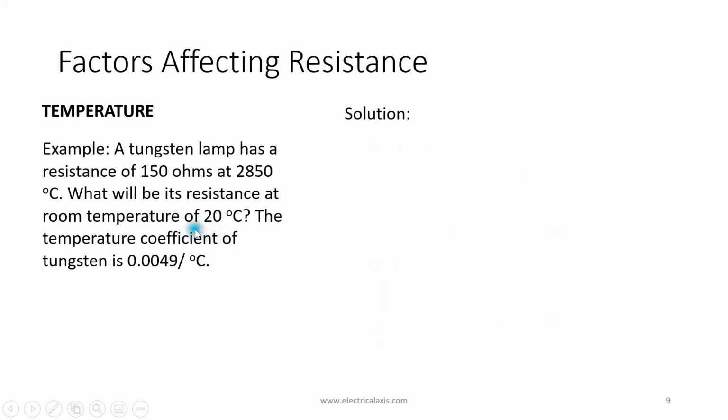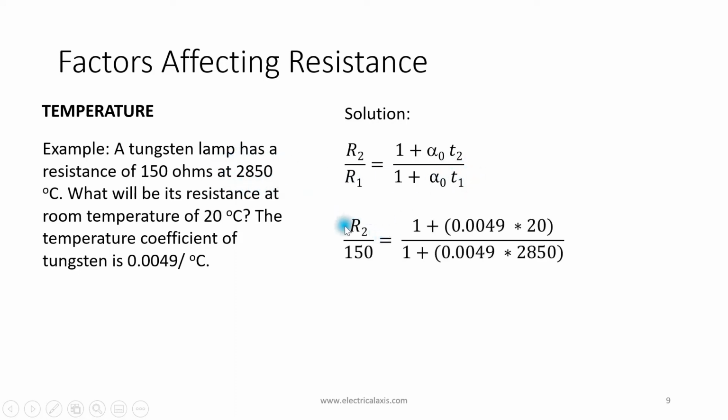A tungsten lamp has a resistance of 150 ohms at 2850 degrees Celsius. What will be its resistance at room temperature of 20 degrees Celsius? The temperature coefficient of tungsten is given at 0.0049 per degree Celsius. Now we can use the formula given from the previous slide, and the initial condition is that 150 ohms per R1, and we can substitute this 2850 for the temperature 1. We are finding the value of the resistance 2. After substituting other values, we can get the value of 11 ohms.